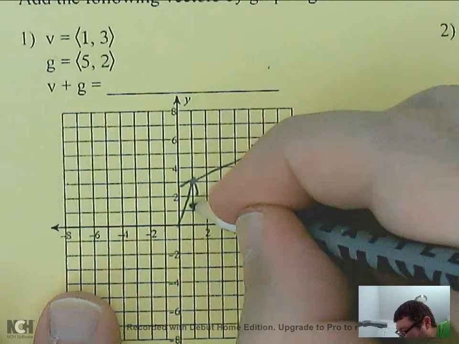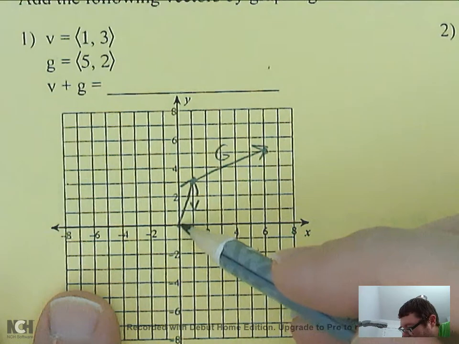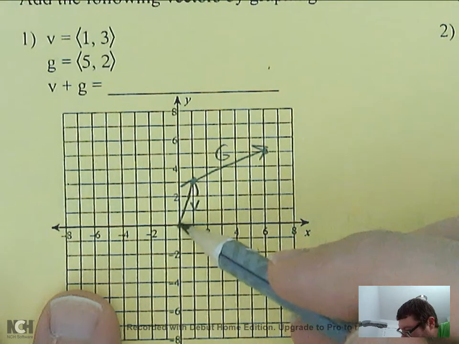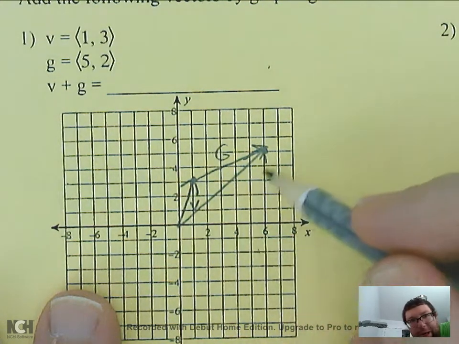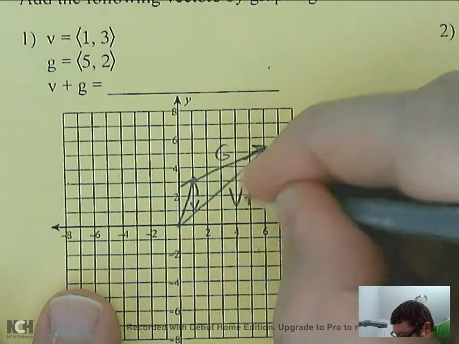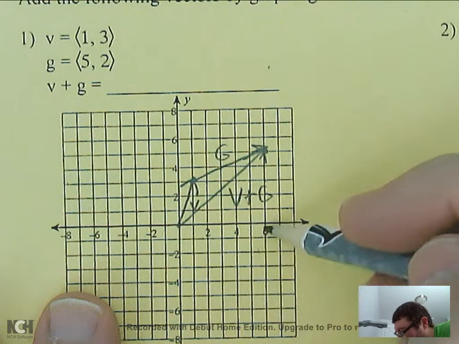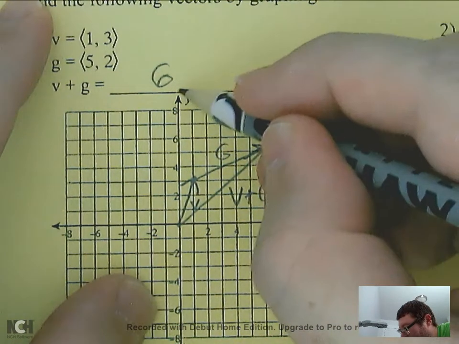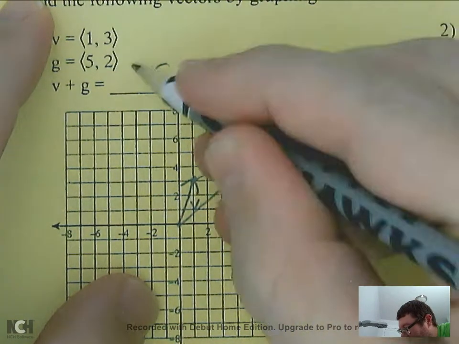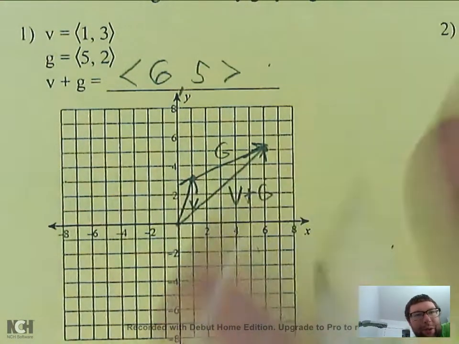So this is vector v, this is vector g. Now to get v plus g, I go back to where I started, and then I just draw a vector that goes to the terminal point of that second vector. So this new vector right here, this is vector v plus g, which, as you can see, is at the point 6 and 5. So the components of the new vector are 6 and 5 with the pointy brackets. And that's how you would do that by graphing.